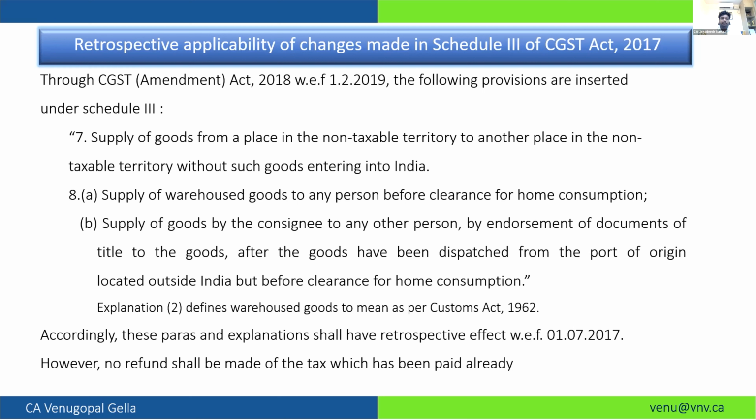Para 7: supply of goods from a place in the non-taxable territory to another place in the non-taxable territory without such goods entering into India. That is, movement will not happen. Goods will never come to India. They will be transferred outside India to another place. Generally, this will be called merchant trade transactions.